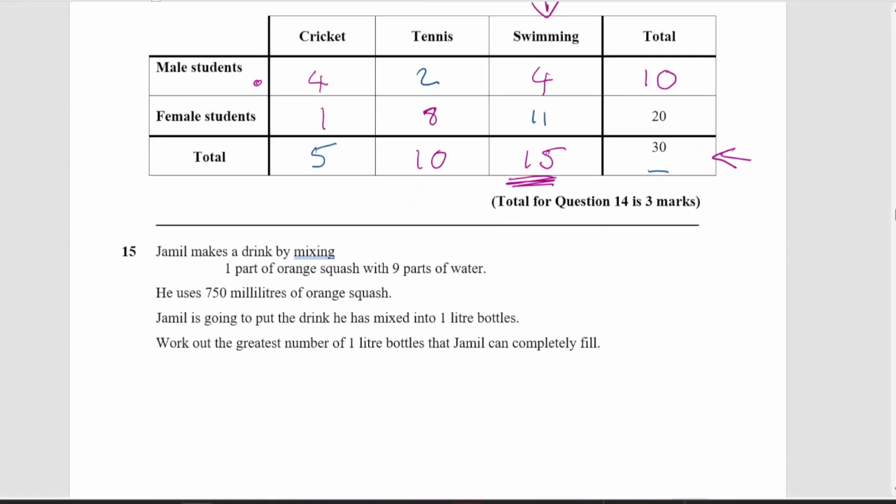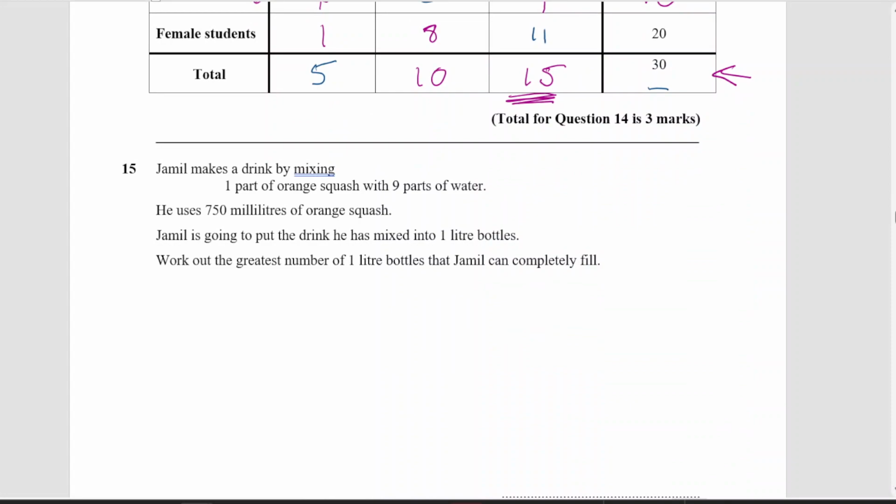Okay, question 15. Jamil makes a drink by mixing 1 part orange squash with 9 parts water. He uses 750 milliliters of orange squash. Jamil is going to put the drink he mixes into 1 litre bottles. Work out the greatest number of 1 litre bottles.